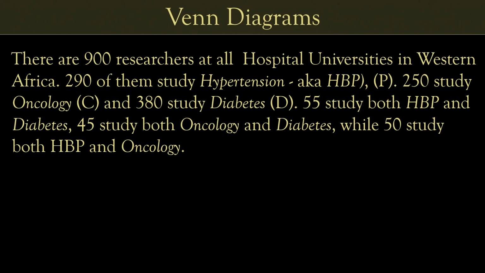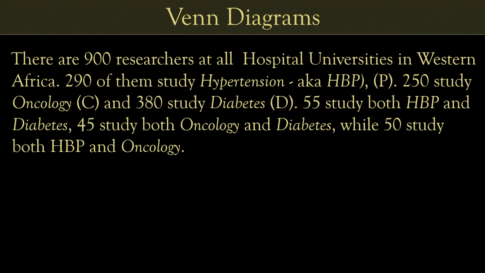There are 900 researchers at all hospital universities in Western Africa. 290 of them study hypertension, also known as high blood pressure. We will represent that with the letter P, capital letter P. Okay, 250 study oncology, which is related to tumor. Okay, so you have put C there to represent something like cancer or whatever you like.